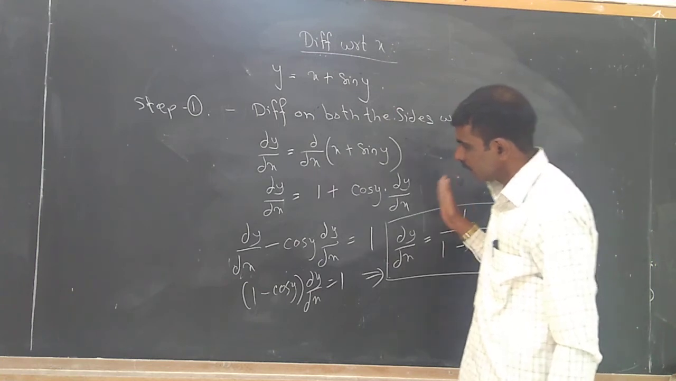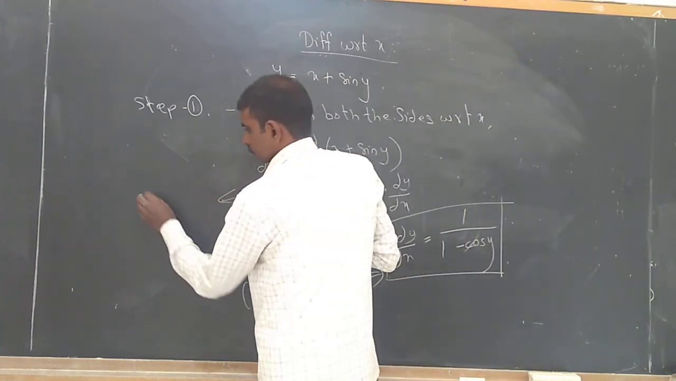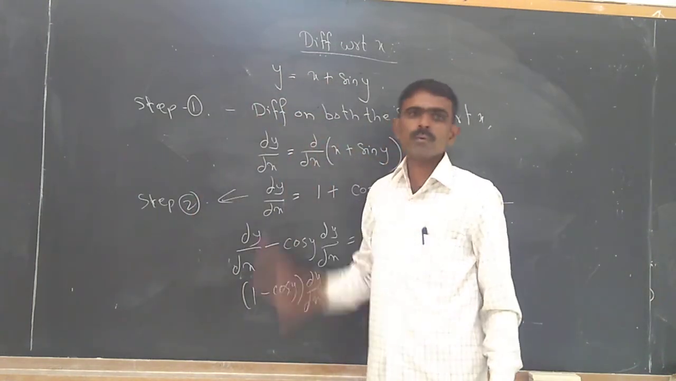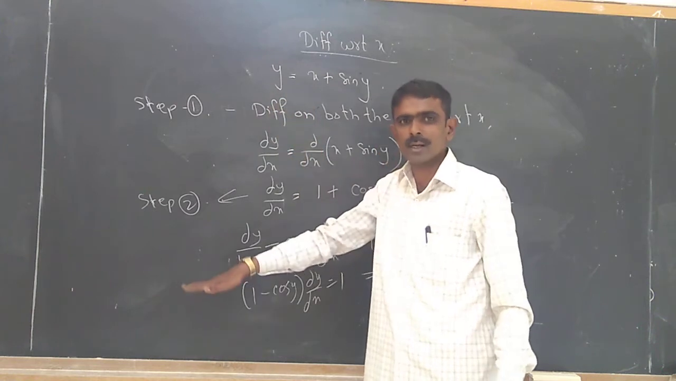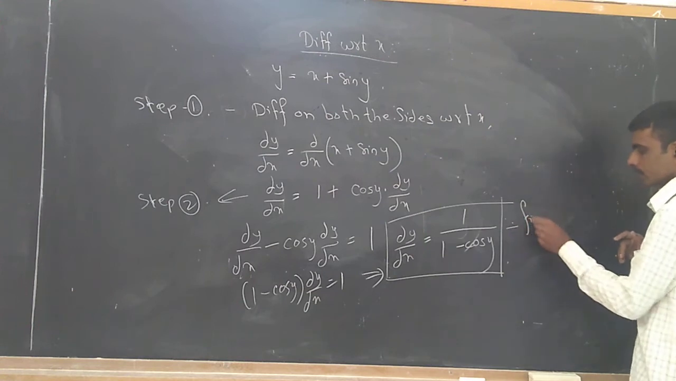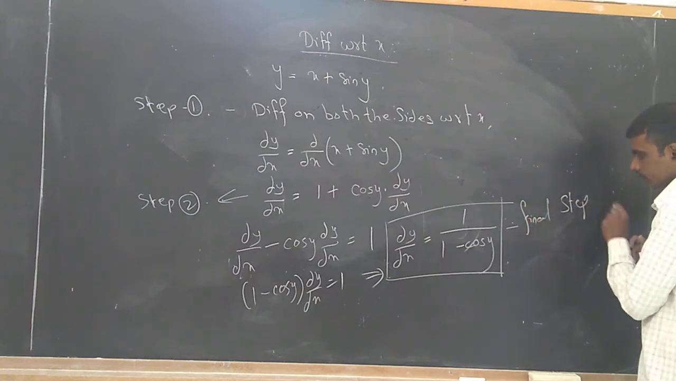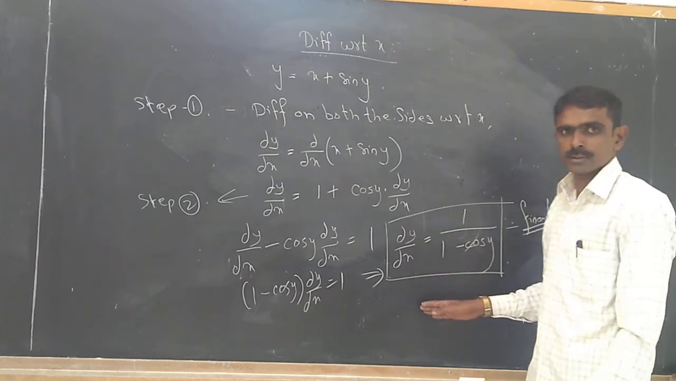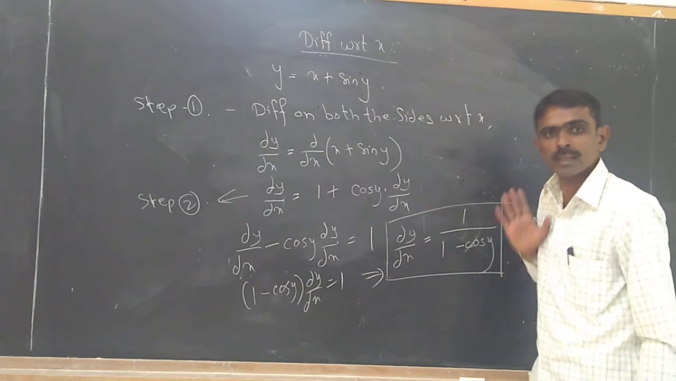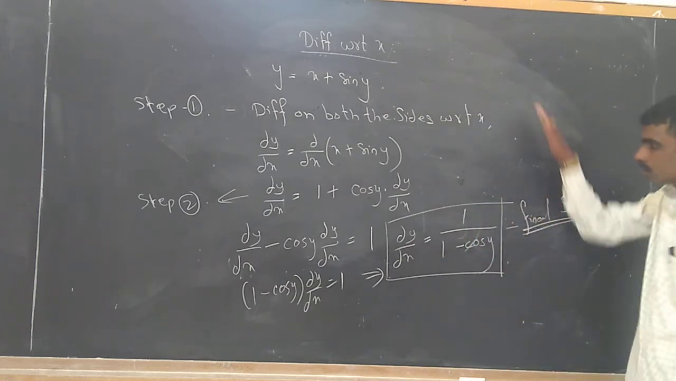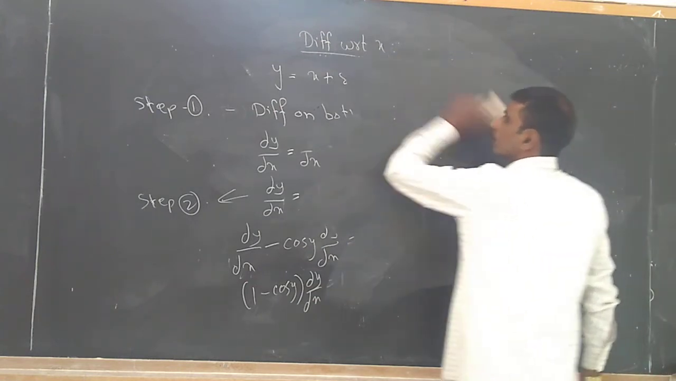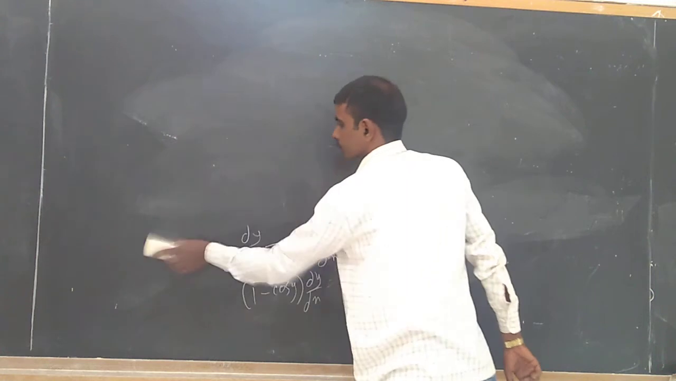In step 2, collect the terms containing dy by dx to one side. Rest all terms, whatever are there, you transfer to the other side. And then this happens to be the final step: dy by dx is equal to 1 divided by the answer, whatever answer that you get. This is how you will be solving it. We shall take one more example.